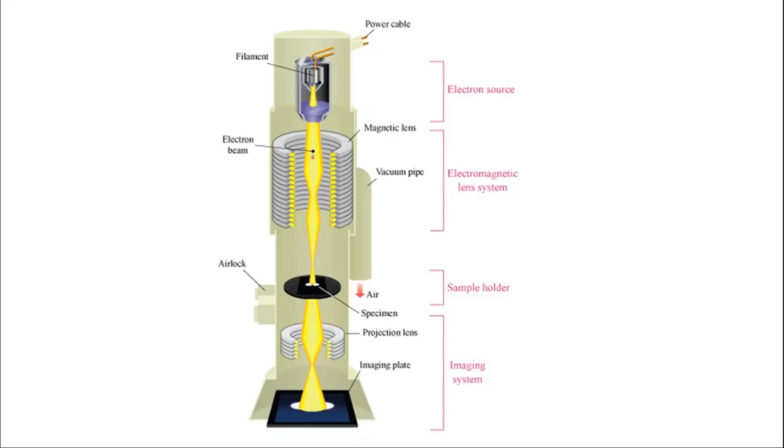This is the transmission electron microscope. You can see the electron source, electromagnetic lens system, sample holder and imaging system incorporated in this diagram.